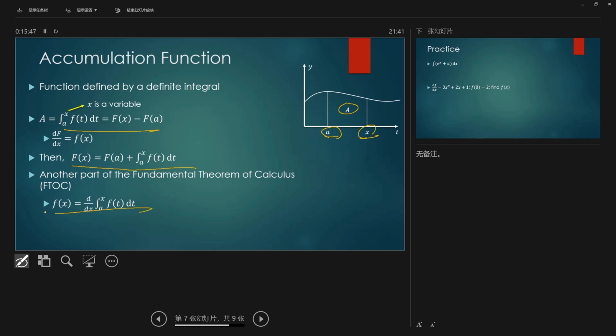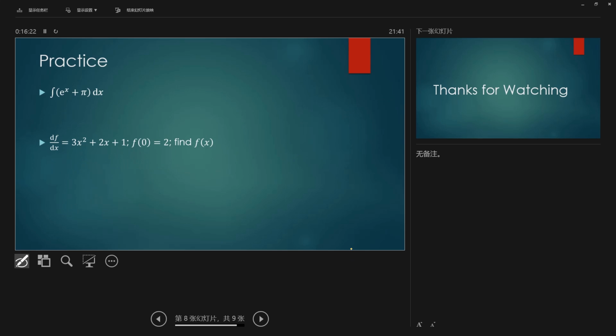So here it's also the same way to write the same thing. Okay, so the lowercase f(x) equals the derivative of the capital F, which is the integral from 0 to x of f(t) dt. Okay, so let's do some practice here.